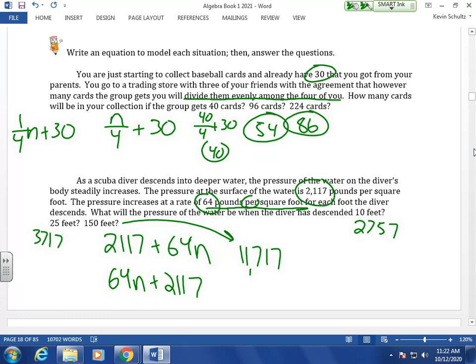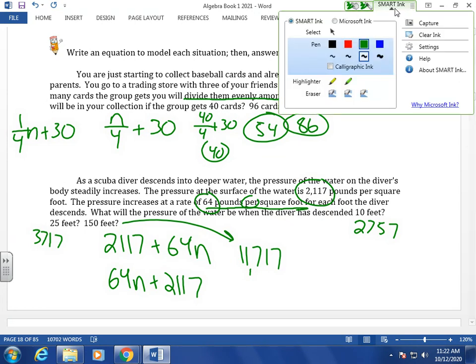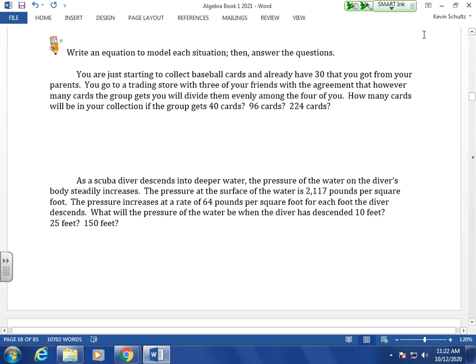Okay. Onward and forward to PO10, which is multi-step equations, which is basically anything more than 2.